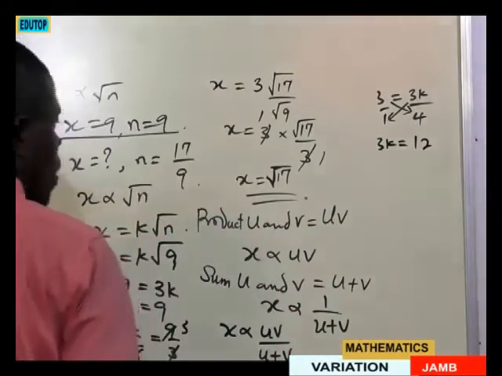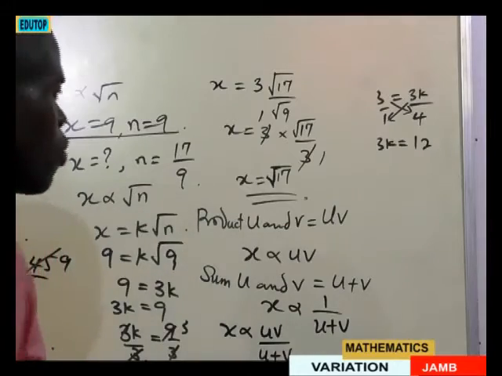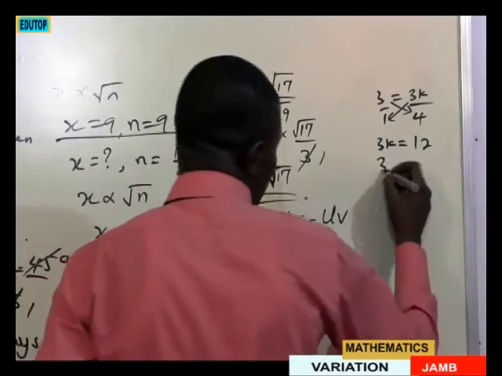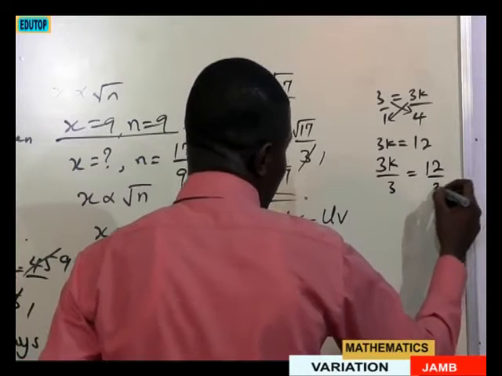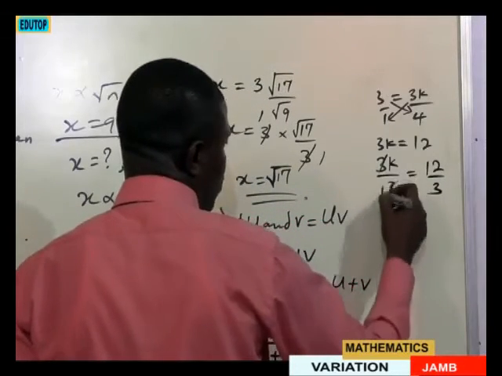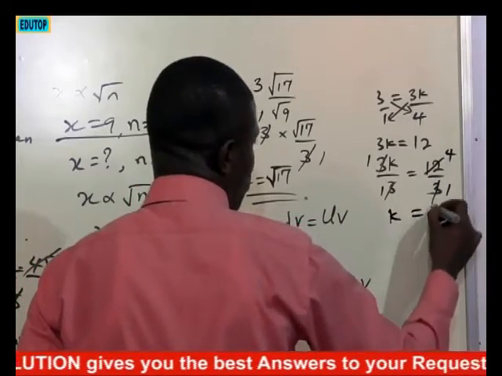What are we looking for? We are looking for our K. So we divide both sides by the coefficient of K, which is 3. I will write 3K divided by 3 equals 12 divided by 3. 3 can cancel 3. Then we have K equals 12 over 3, which is 4.